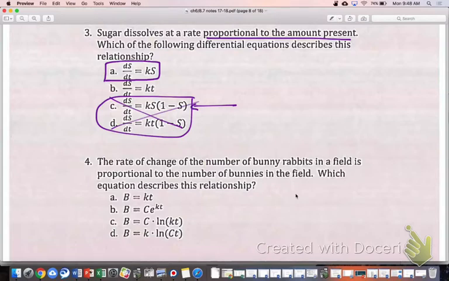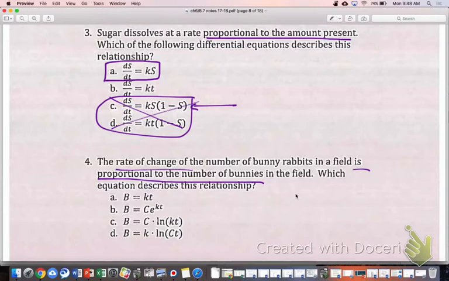Number 4 says the rate of change of the number of bunny rabbits in a field is proportional to the number of bunnies in the field. So again, you look for that familiar wording: the rate of change is proportional to the amount, or the number of things, in this case bunnies. Which equation describes this relationship? These are not differential equations, right? These would be like solution curves. Which one did you pick?